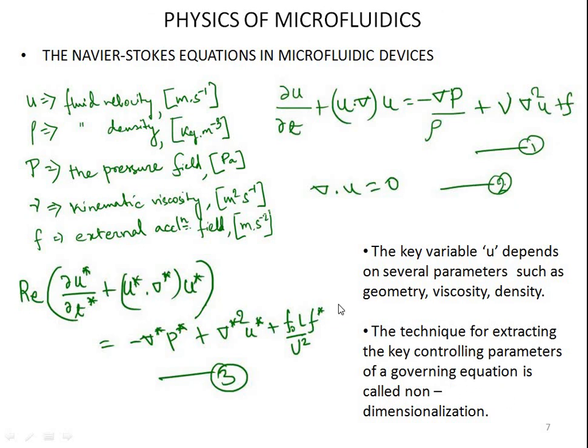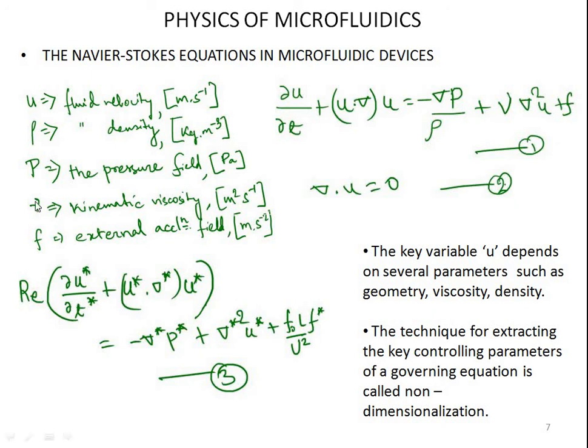Cutting down the number of experiments, the technique for extracting the key controlling parameter, is done by non-dimensionalization. So what does non-dimensionalization do? As the name suggests, the terms present here do not have any dimensions. So in this way we find out the key controlling parameter, in our case the Reynolds number, and we see how the Reynolds number varies with these parameters. In this way we cut down the number of experiments to determine how the flow behaves in microfluidic as well as macrofluidic channels with Reynolds number.